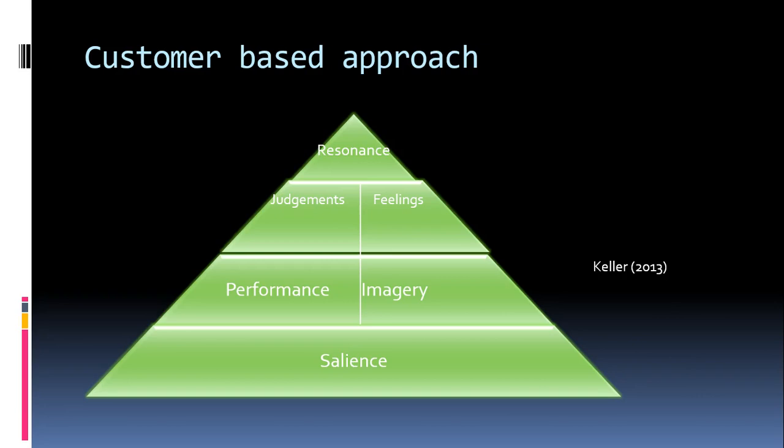So imagery builds into feelings. Performance of the brand leads us to make rational judgments about the brand. And all of this builds into resonance. And resonance is brand loyalty. So Keller's argument is that all elements aren't equal. And the higher up the pyramid you get in terms of your brand, the greater the degree of brand equity. And this really looks at a brand from a customer's point of view.